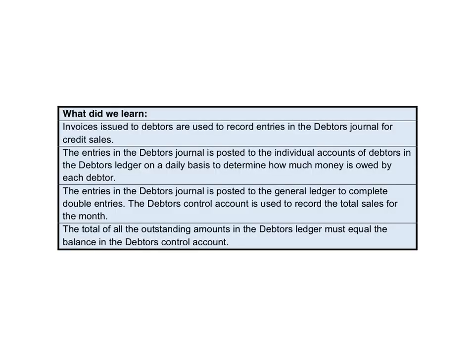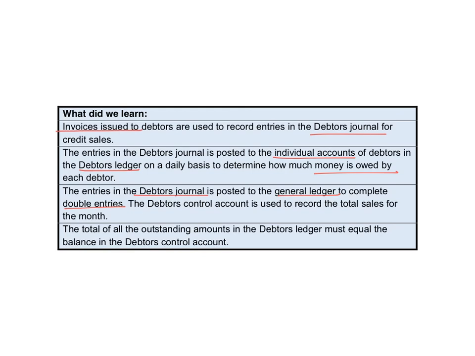What did we learn today? When we sell goods on credit to a debtor, we issue invoices and we will record all the credit sales in the debtor's journal. The entries in the debtor's journal will be posted to the individual accounts of all our debtors in the debtor's ledger on a daily basis so that you can determine immediately how much money is owed by each debtor. The entries in the debtors journal are posted to the general ledger to complete the double entry that we require in the general ledger.